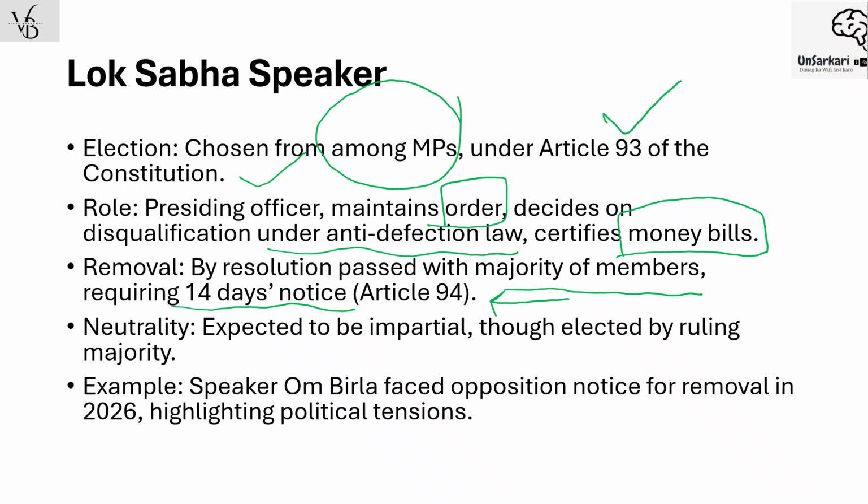What is expected of the Lok Sabha Speaker? He is expected to be impartial. He is obviously elected by the ruling majority, but he is supposed to be impartial. In the present circumstances, Honorable Speaker Om Birla Sir is facing an opposition notice for removal in 2026, and this is highlighting certain political tensions.